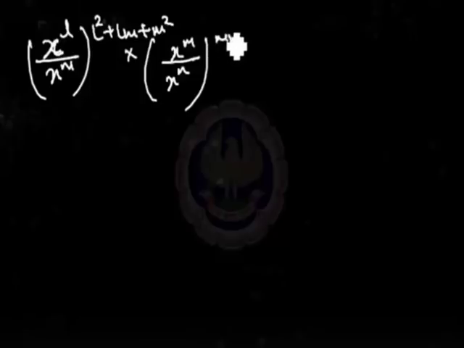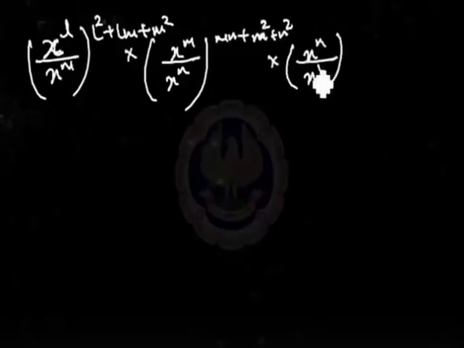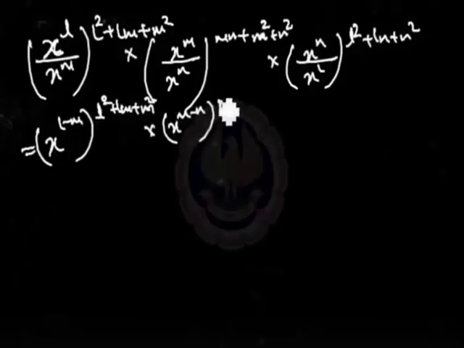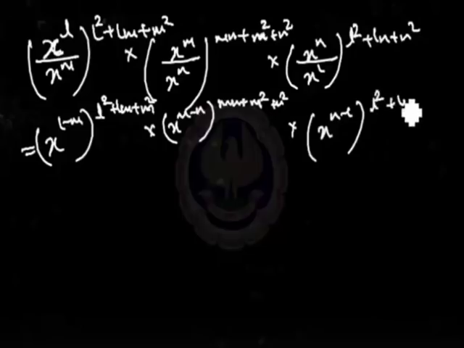So this would be x to the power L by x to the power m, whole to the power L square plus Lm plus m square, into x to the power m by x to the power n, whole to the power mn plus m square plus n square, into x to the power n by x to the power L, whole to the power L square plus Ln plus n square. Agreed? So we'll quickly put the values, since you already know all these values. So x to the power L minus m into L square plus Lm plus m square, we already did this, into x to the power m minus n into mn plus m square plus n square. For this part, what would it be? x to the power n minus L into L square plus Ln plus n square. Agreed?